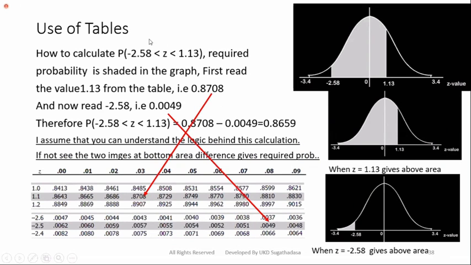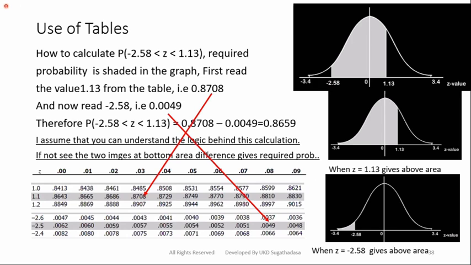Then you have to understand how to calculate this kind of range, the area in between these two values. To simplify the answer, I just have three diagrams. Observe the first diagram, the top diagram first. It says in between minus 2.58 and 1.13, right? Now, how to get this value?